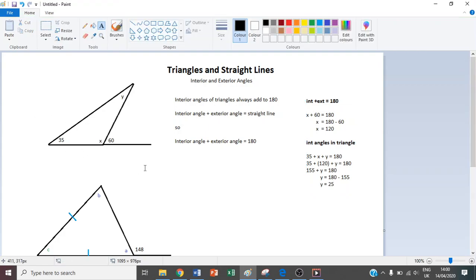Right? Now you can double check that and make sure that 35 plus 25 plus 120 will add up to 180. 35 plus 25, that makes 60, plus the 120 does make 180. Okay, and you can also double check that x plus 60 makes 180. 120 plus 60, yes, that makes 180.